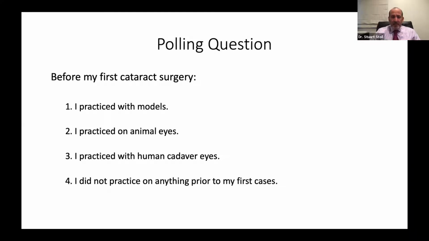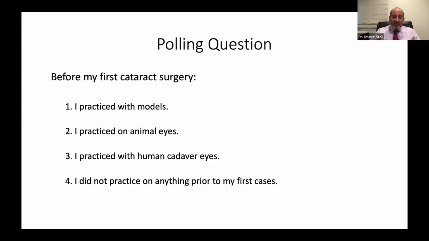So let's see the results here. Before my first cataract surgery, I practiced with models, that's great, 16%. I practiced on animal eyes, 56%. That's very common. I practiced with human cadaver eyes, 0%, or I did not practice on anything in my first case is 28%. So it's interesting. A lot of people practice on animal eyes, and I think that's kind of been a standard of care, with pig eyes especially.